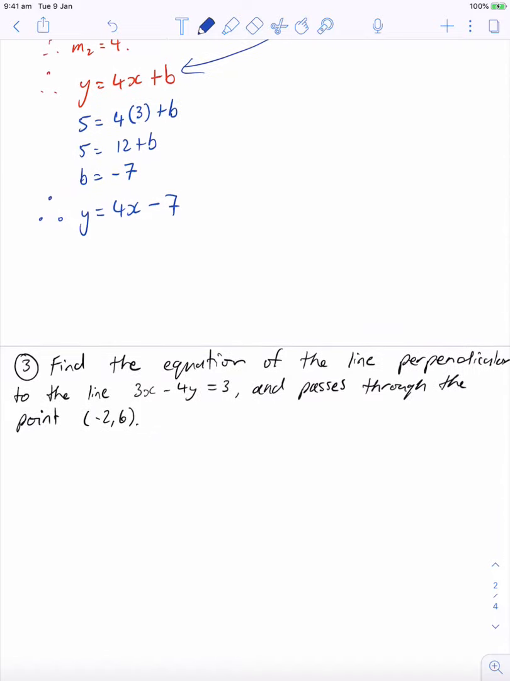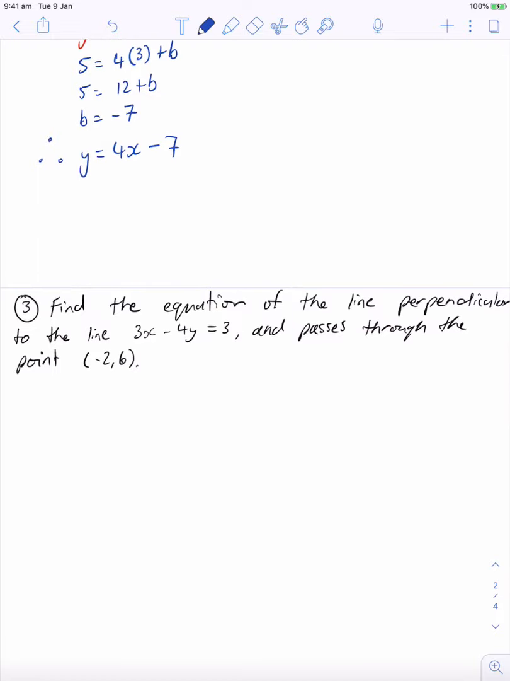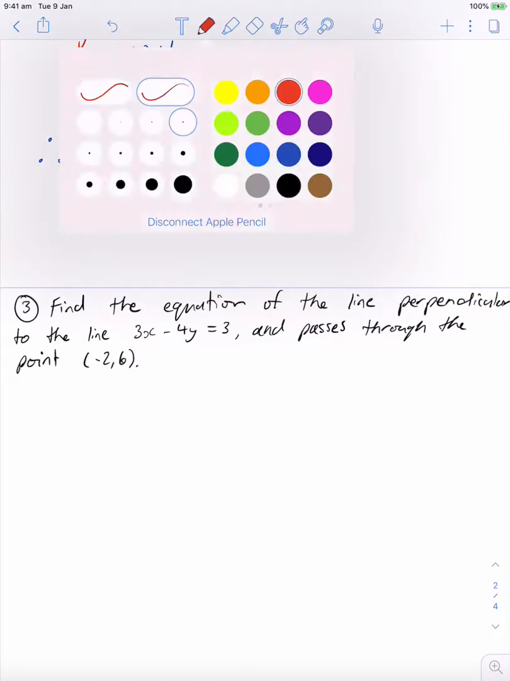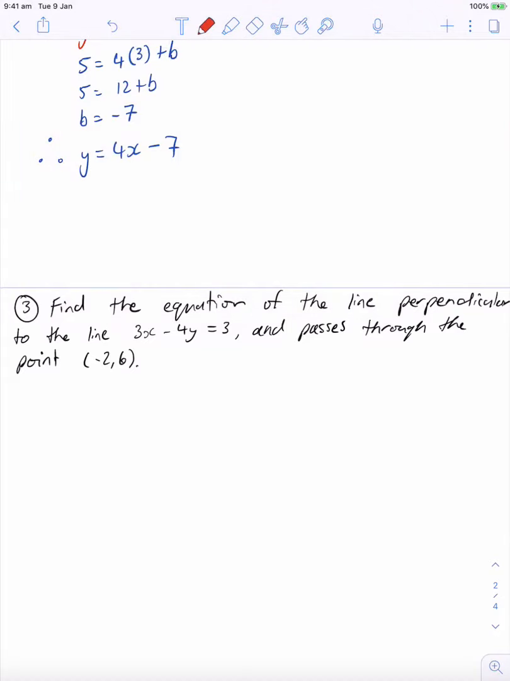Next one, find the equation of the line perpendicular to the line 3x minus 4y equals 3 and passes through the point -2, 6. All right, so very similar to the first one that we just had there, except we've got a perpendicular line, and the other thing is my equation is not written in y equals mx plus b form. So first of all, let's rearrange this equation here to get it into y equals mx plus b form to find the gradient. It's probably the easiest way, so I'm going to go 3x minus 4y equals 3.